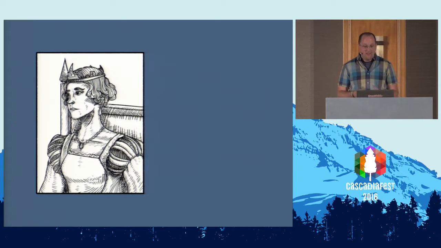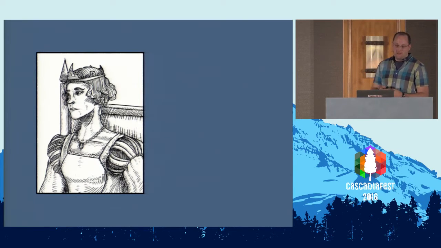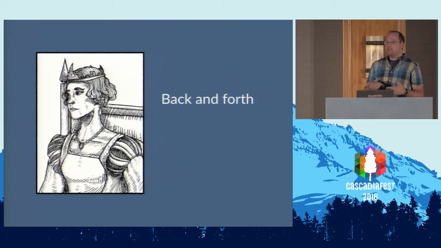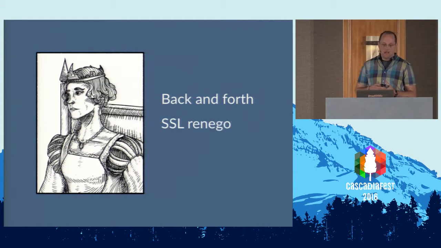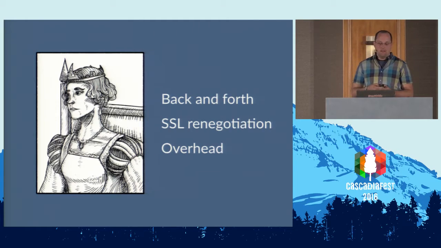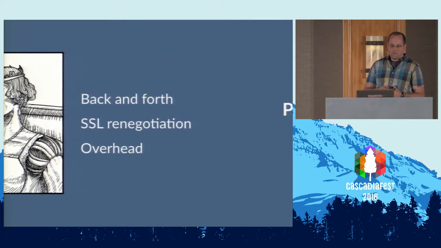At the end of the story, the Queen encountered a number of problems. We encountered them too with H1.1. There's too much back and forth. There's the need to repeatedly renegotiate an SSL connection. There's lots of overhead and latency with each request. So let's frame this up in a more practical way for you and me.